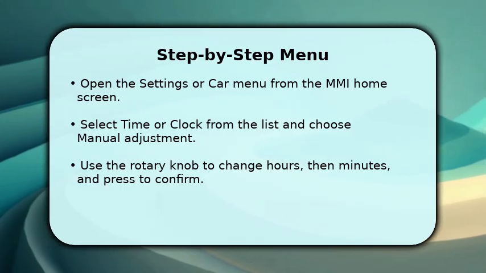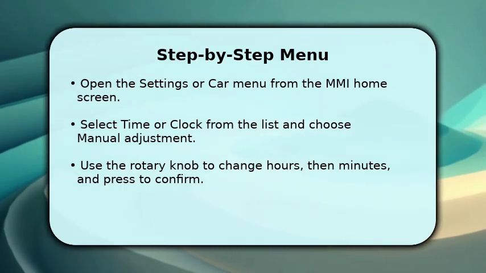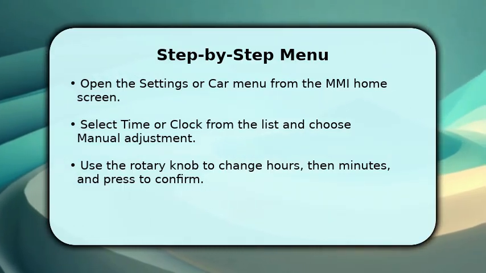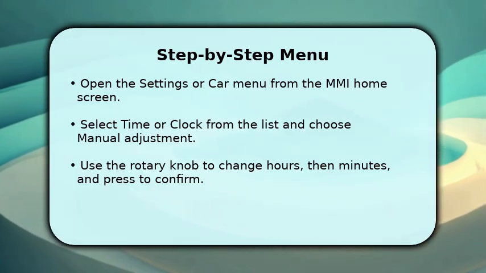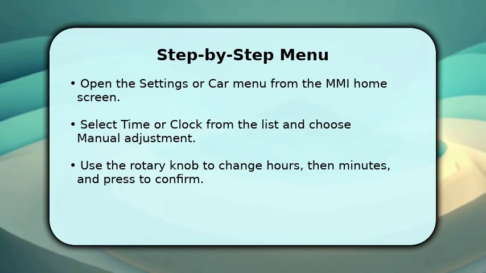Rotate the dial to set the hour, press to confirm, then set the minutes and press again. Verify the AM or PM indicator if applicable, then back out to save and return to the main display.